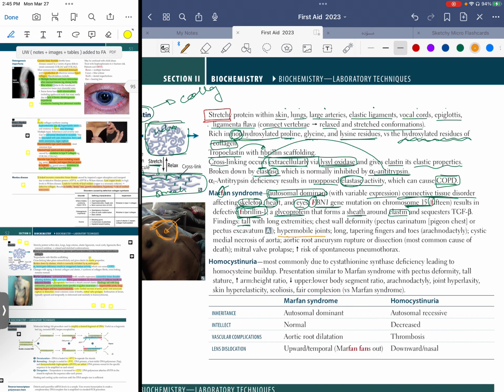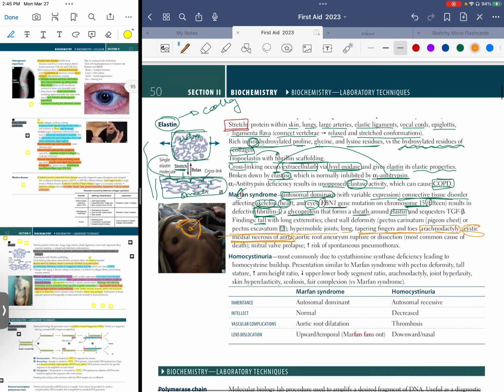The patient also could have hypermobile joints, long tapering fingers and toes, arachnodactyly. That's tapering fingers and toes. With cystic medial necrosis of the aorta, okay, that makes sense because that comes with the cardiovascular system a lot.